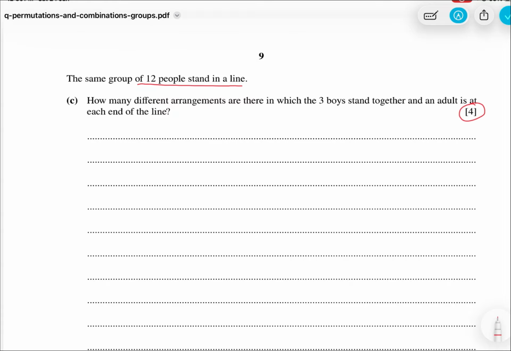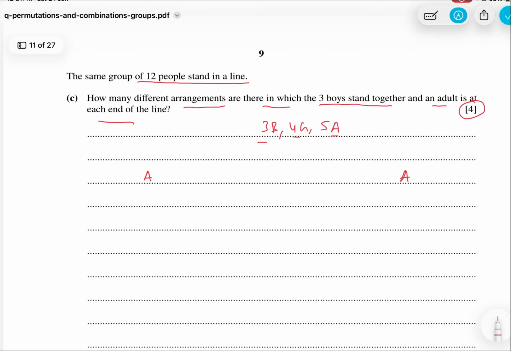Same group of 12 people stand in a line. So 3 boys, 4 girls, and 5 adults stand in a line. Okay. How many different arrangements are there in which 3 boys stand together and an adult is at each end of the line? So we have adult and adult. How many dashes will be coming in between? There would be 10. 1, 2, 3, 4, 5, 6, 7, 8, 9, and 10.